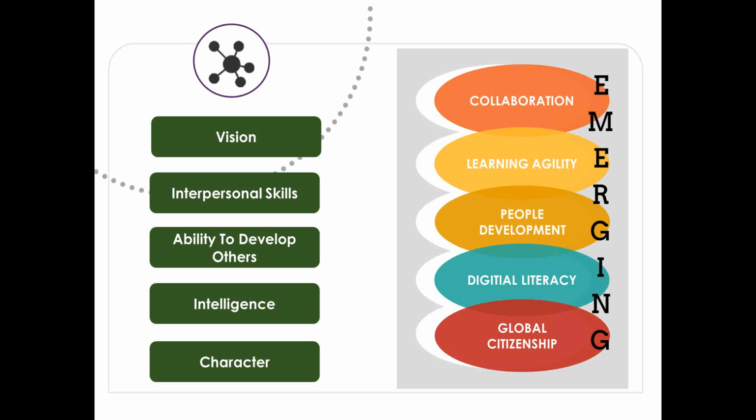Now, we're not trying to say that, for instance, intelligence and character don't remain important. They do. But what we're starting to see is the evolution of leadership based upon the demographics, the technology advances, the marketplace, into something that looks like the column on the right. Leaders that are good at collaboration. Leaders that exhibit learning agility, the ability to acquire new skills, the ability to function and be decisive in unfamiliar situations. People development, that remains important, but that focus on people.